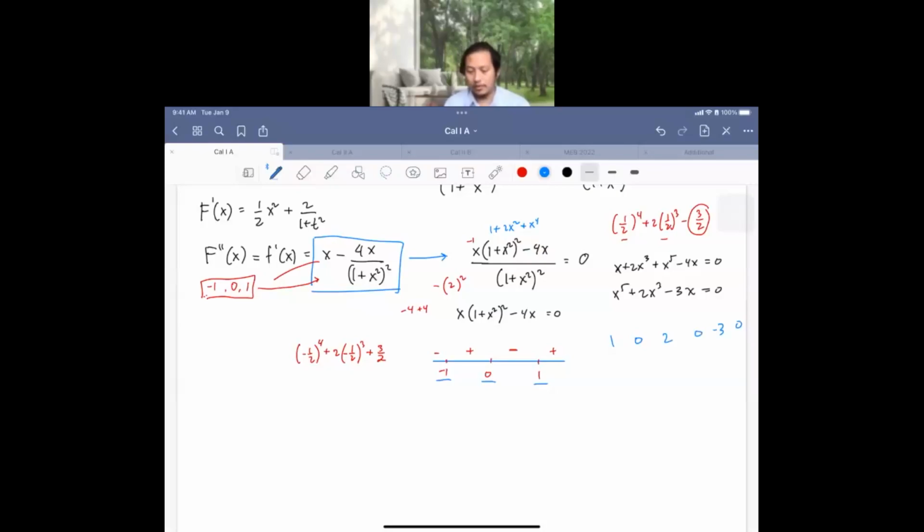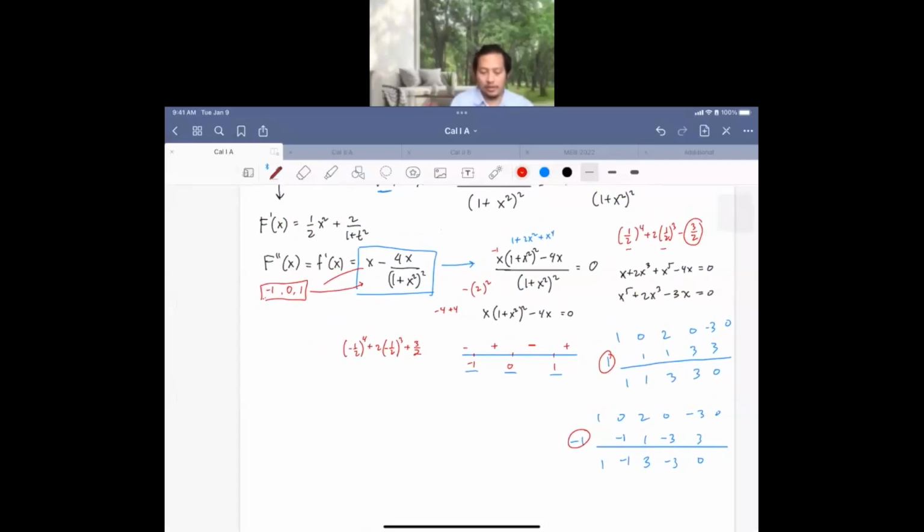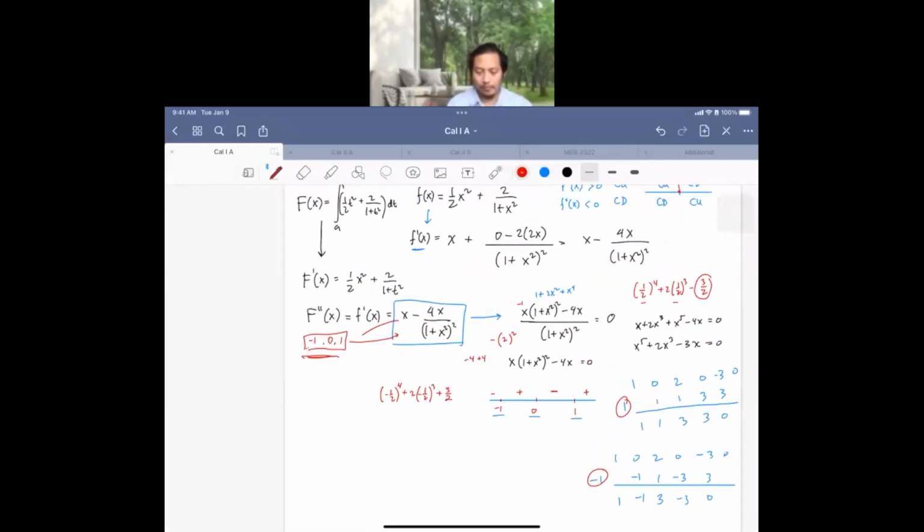Then we could check. First is 1. We check 1, 1, 1, 1, 3, 3, 3, 3, 0. And if we check -1, 1, -1, -1, 1, 3, -3, -3, 3, 0. So -1 and 1 is also considered. Okay, so it's true that this is the answer.